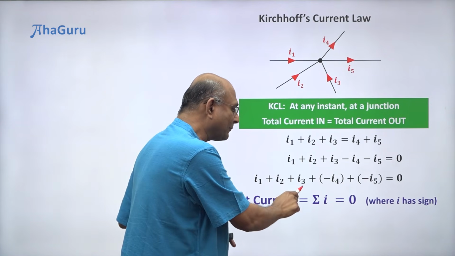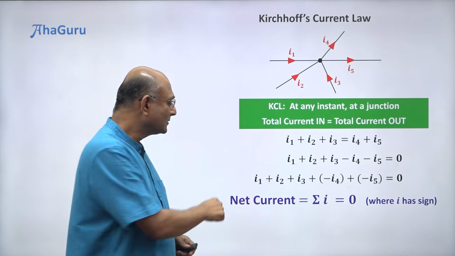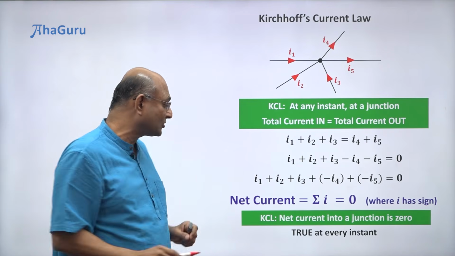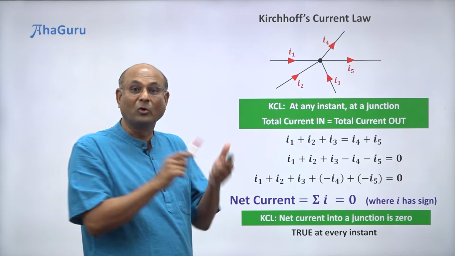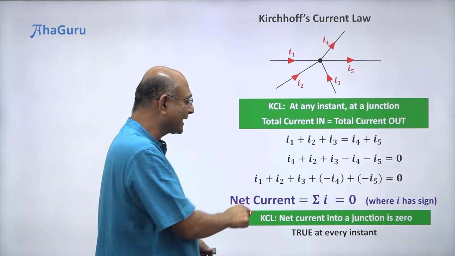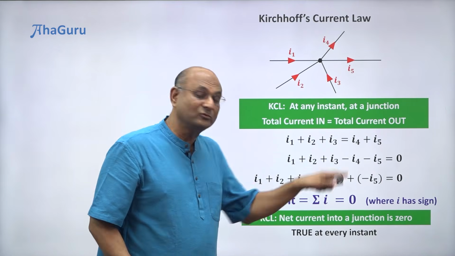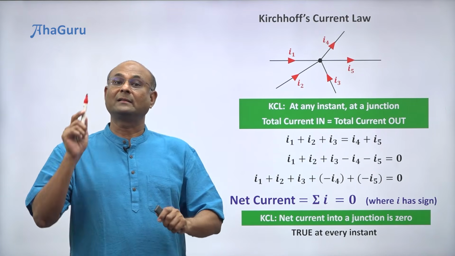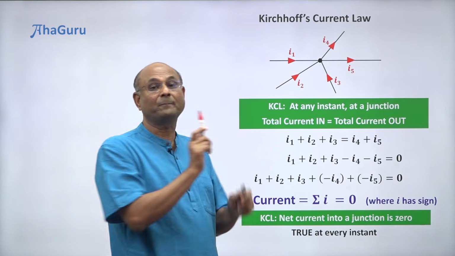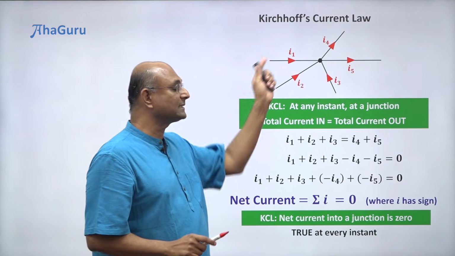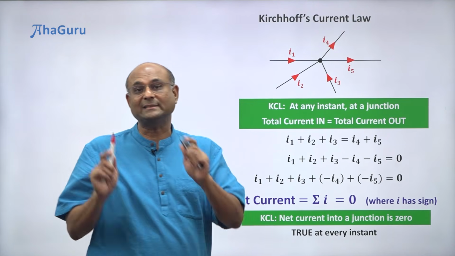So the algebraic sum of currents is equal to 0. This is another way in which you can state Kirchhoff's current law. In fact, most books will say it this way. Kirchhoff's current law says net current into a junction is equal to 0. When you say this, remember you are saying that you must take the currents with a proper sign. Incoming currents as positive, outgoing currents as negative.